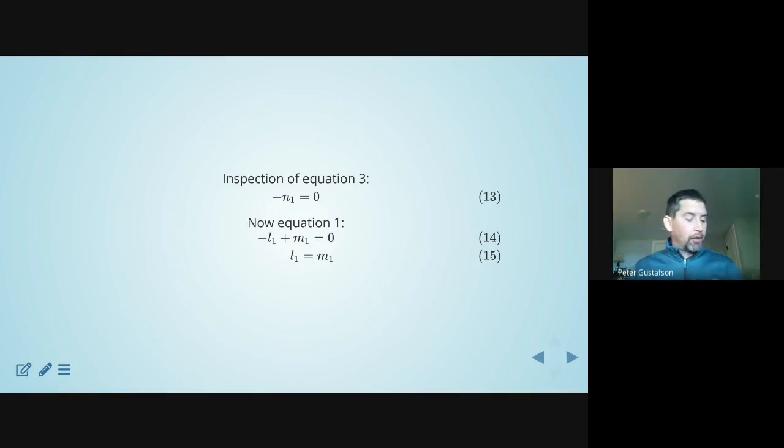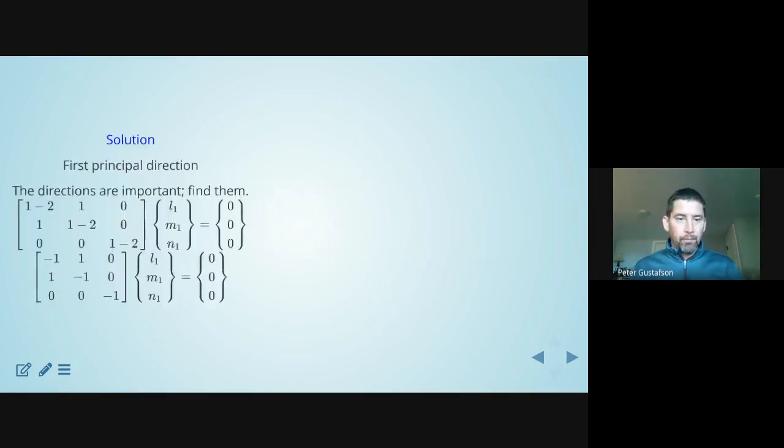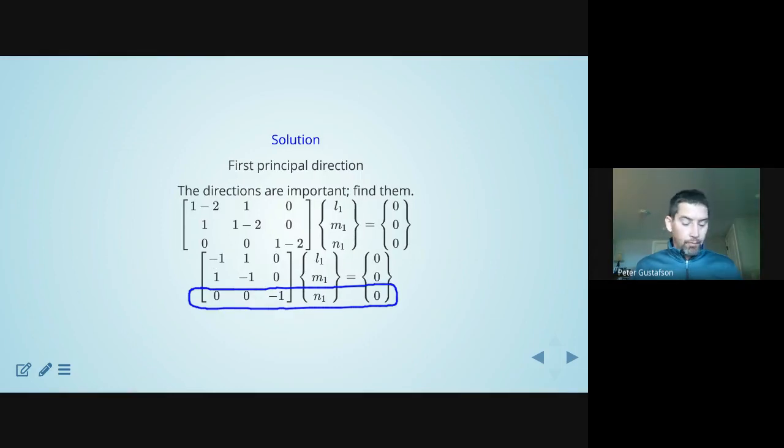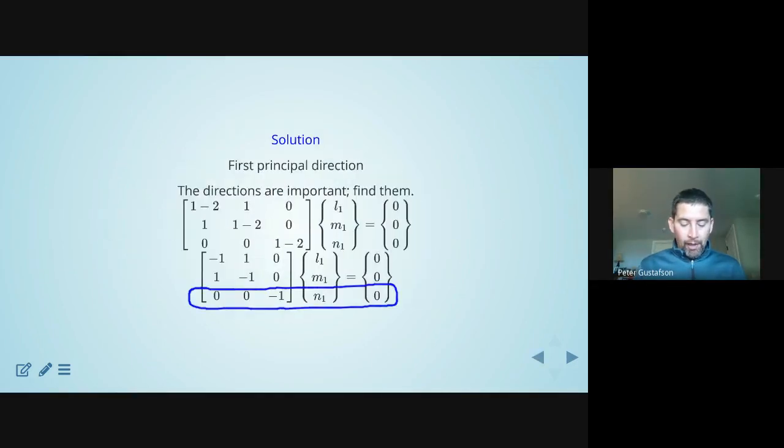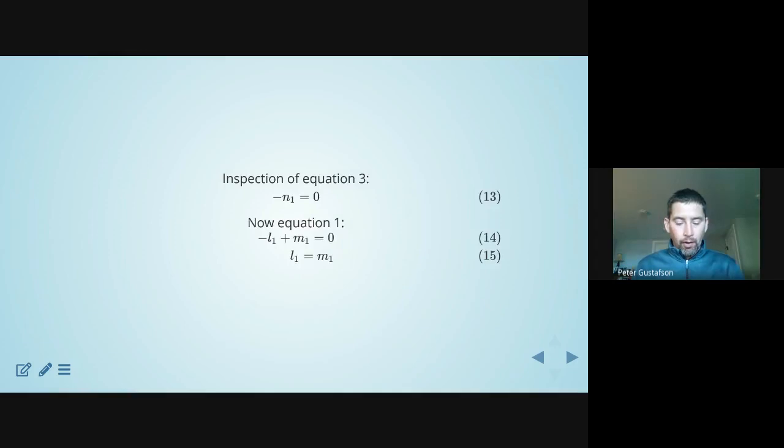Of course, we can then look at the second equation. Oops, sorry about that. Wrong direction. That one is going to be equal to 1 times L1 minus 1 times M1 is equal to 0. And from that, we can, by inspection, say that L1 is equal to M1. Okay, so we still don't know L and M, but we do know N. What's the last step?